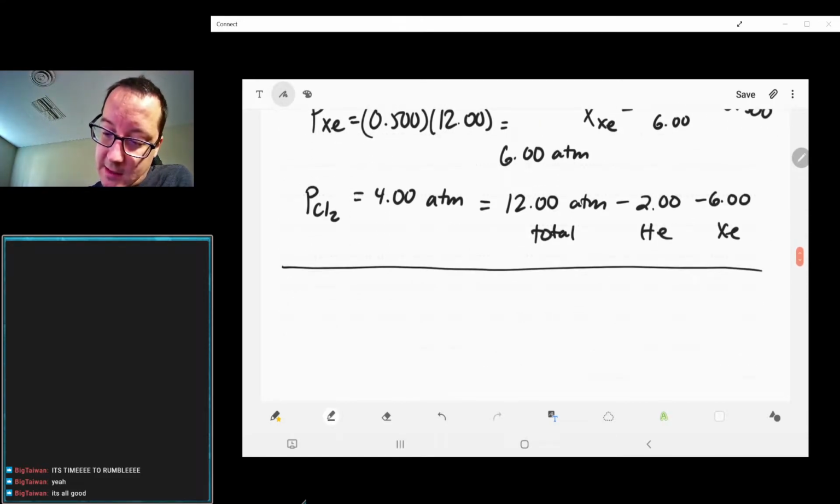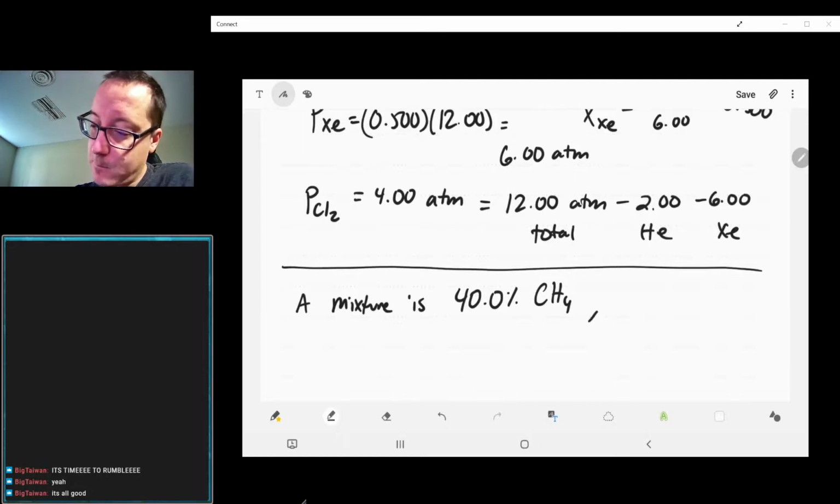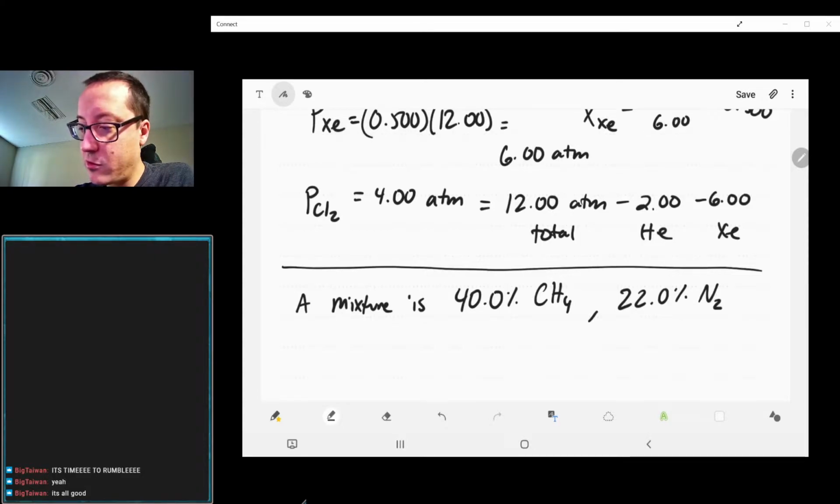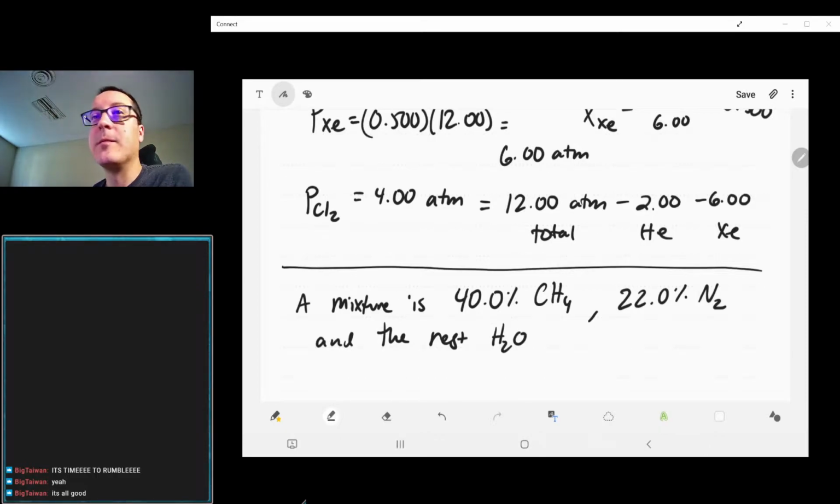So, let's take a mixture of, let's do 3 gases, I think. Let's say it's going to be 40% methane, 22% nitrogen, and the rest, let's see, how about water vapor? Exciting stuff.